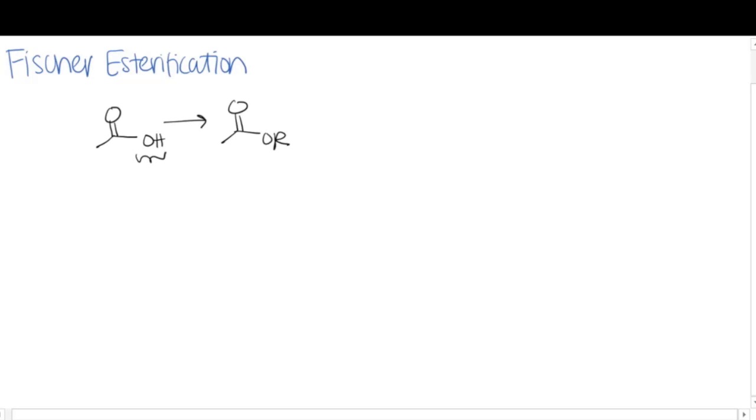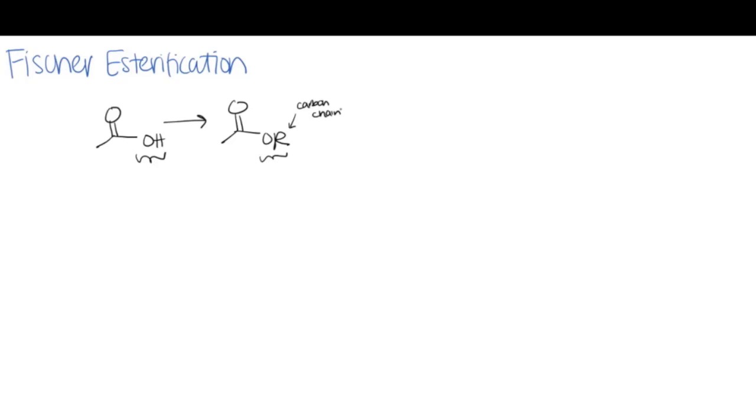A carboxylic acid has an OH side chain and an ester has an OR side chain. That R is a carbon chain, and that carbon chain can be 1 carbon long or it could be 100 carbons long, still counts as an R group.